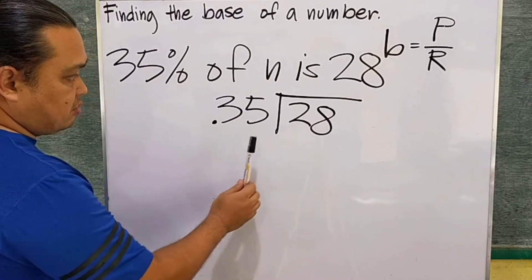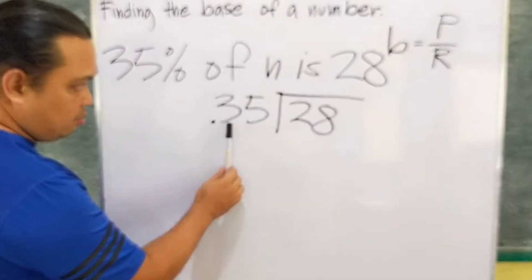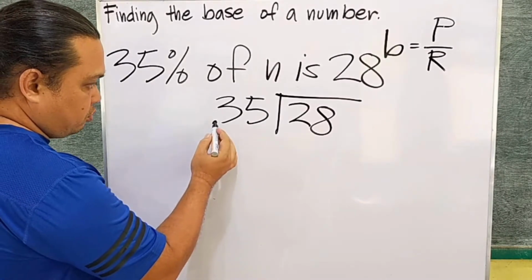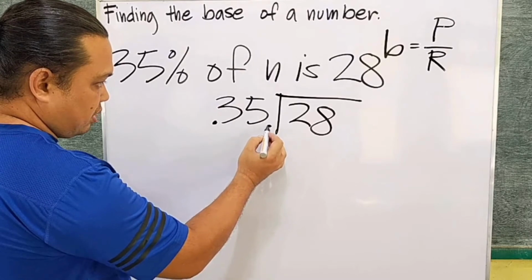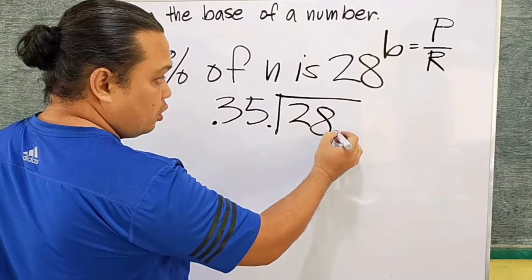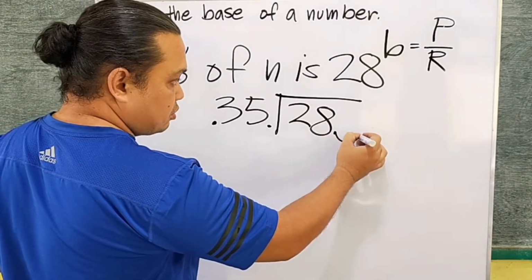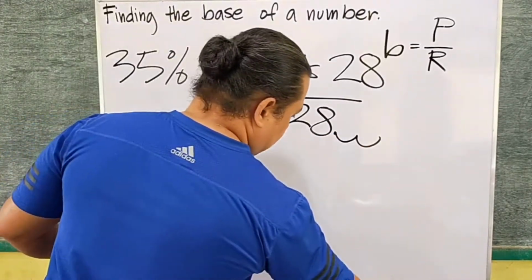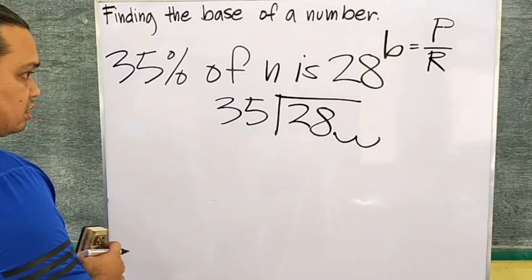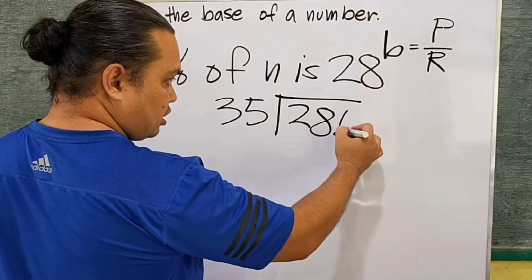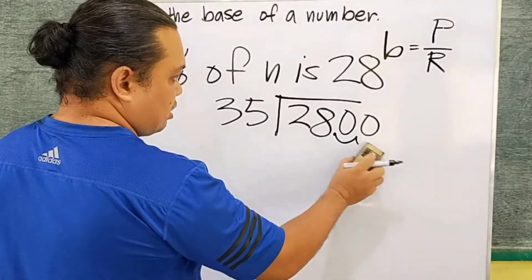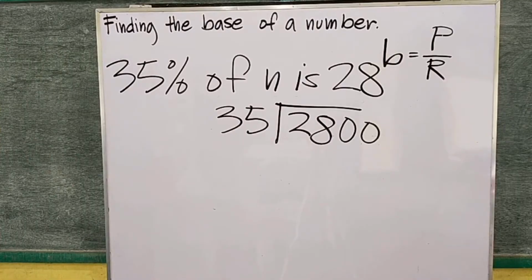For us to divide them, change first the decimal number into a whole number. So we need to move 2 steps to the right to make this 35. To equalize them, we also must move 2 steps to the right for our dividend. That becomes 2,800. Why? Just fill up the missing place value here with 0. So we have 2,800.